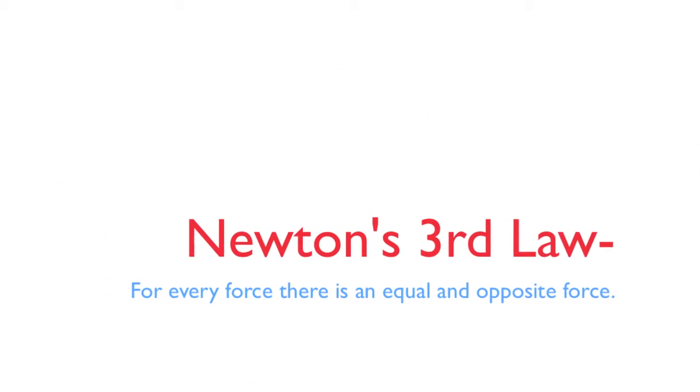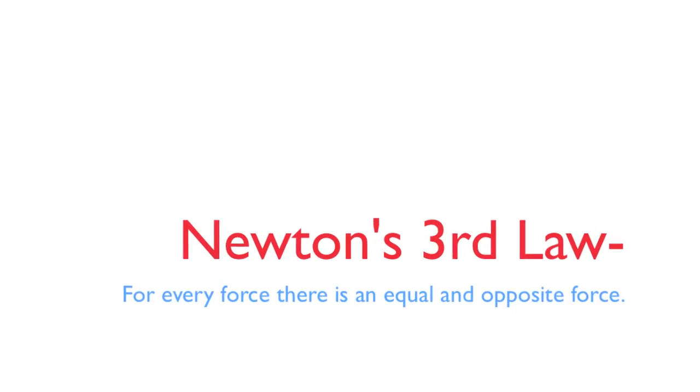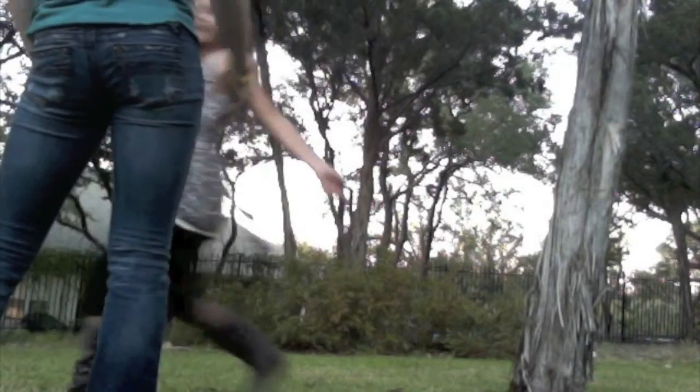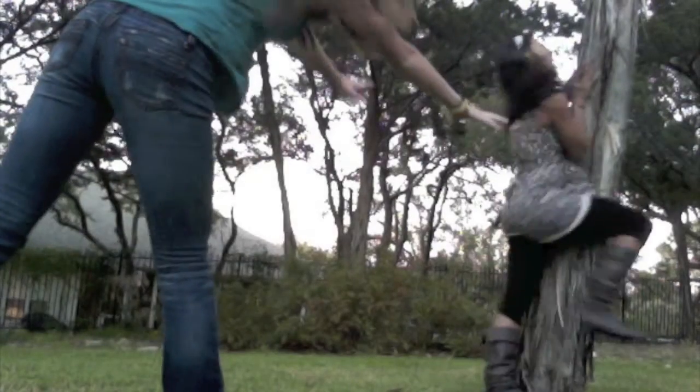Newton's third law: for every force there is an equal and opposite force. Just as Newton's law says every force has an equal and opposite force, this shows how Allie hits the tree and the tree hits back just as hard.